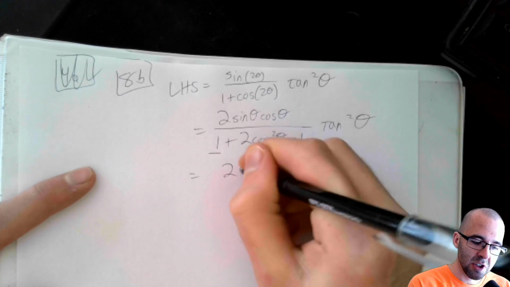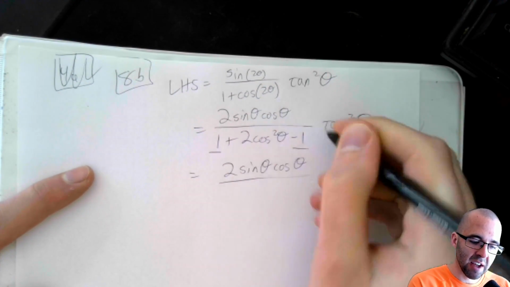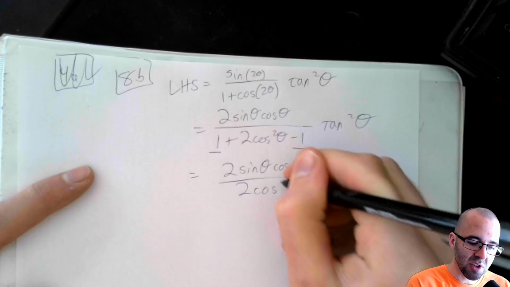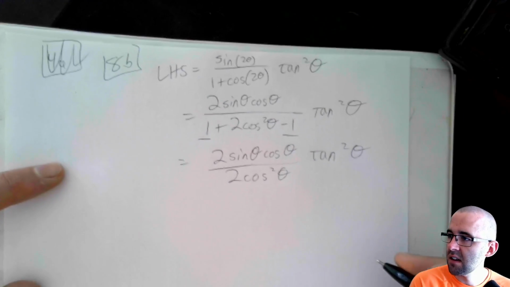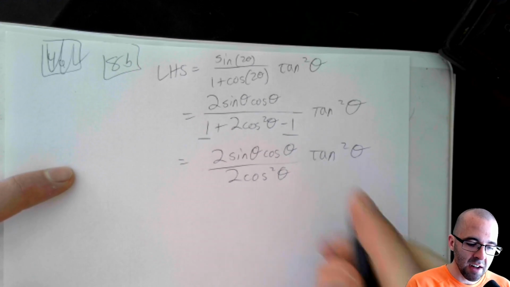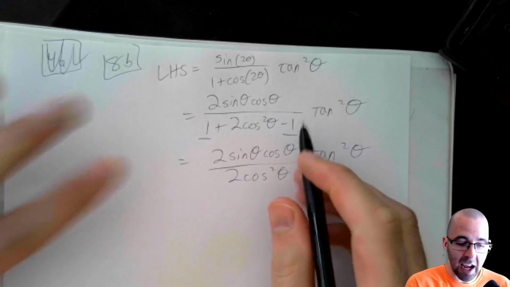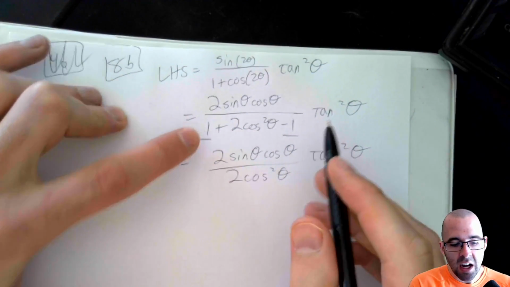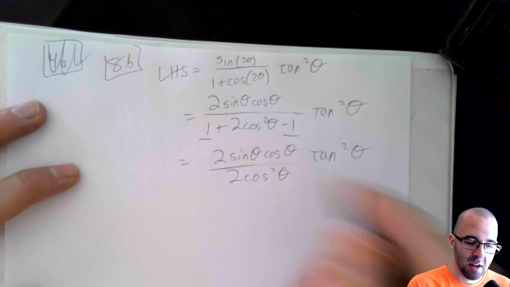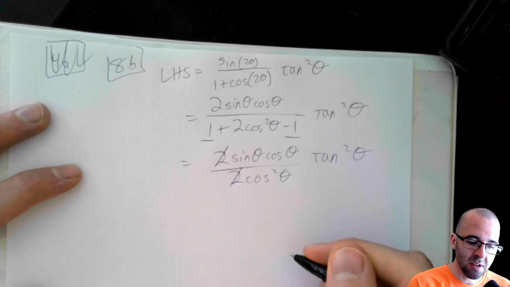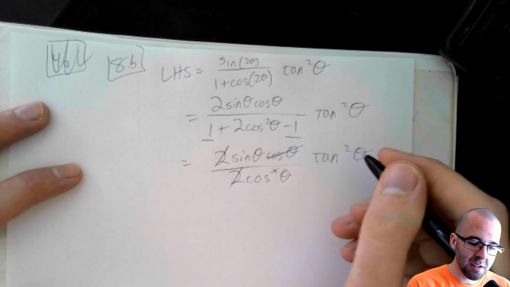We're just left with 2 sine of theta, cosine of theta, divided by, they canceled, we're just left with a 2 cosine squared of theta. This is nice. Right? There's all products now, so we can start canceling. You can't cancel if there's addition and subtraction. You can only cancel if everything's factored and multiplied. So the 2's cancel, and one of the cosines will cancel with one of the cosines.